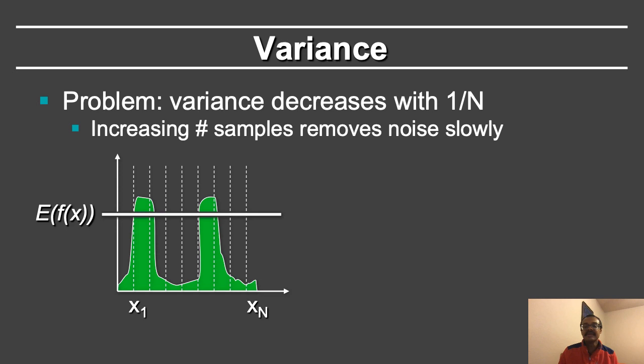Therefore, increasing the number of samples removes noise slowly, and indeed much of the work in computer graphics rendering since the development of the rendering equation has been about how to reduce the variance in Monte Carlo integration. We will talk briefly about two possible methods, which are importance sampling and stratified sampling.